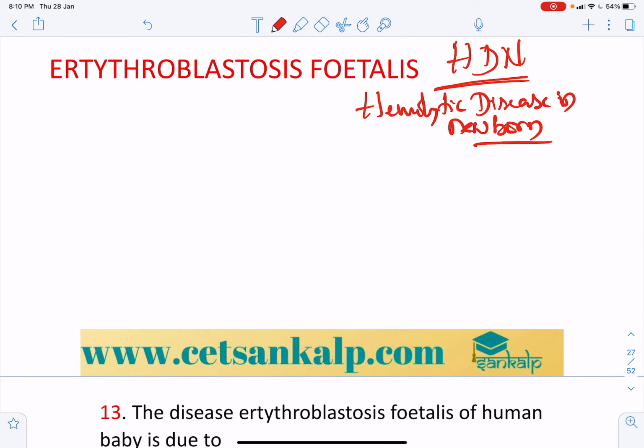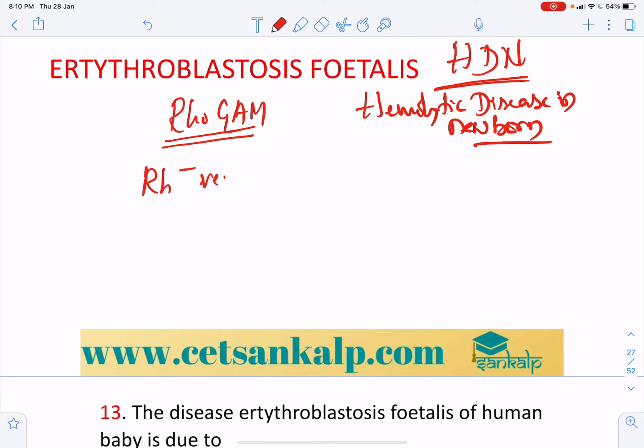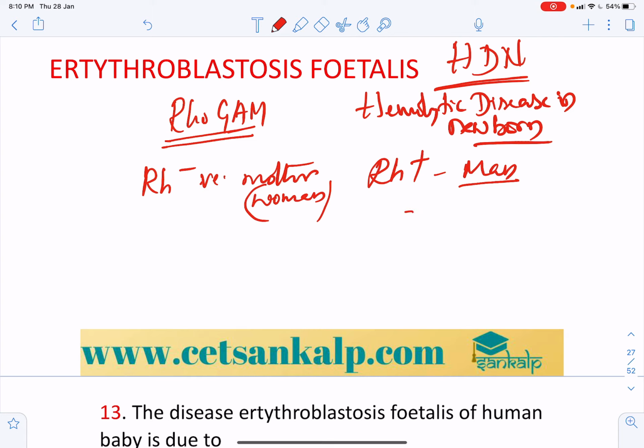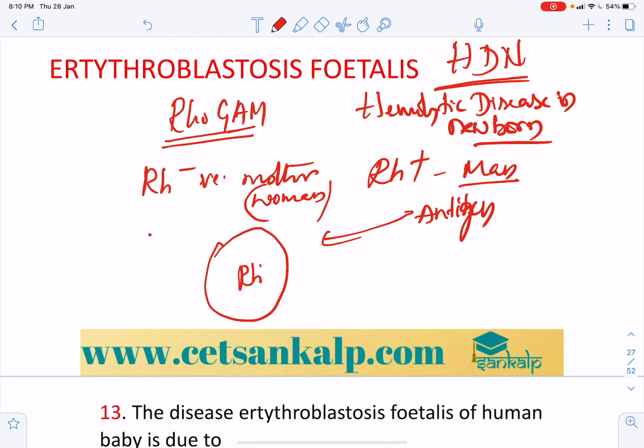To prevent that, we are going to use ROGAM. ROGAM is an injection. If an RH negative mother marries an RH positive man, then there will be antigen. So when she maintains a pregnancy, half of the chromosomes will be received, so the fetus may be RH positive.